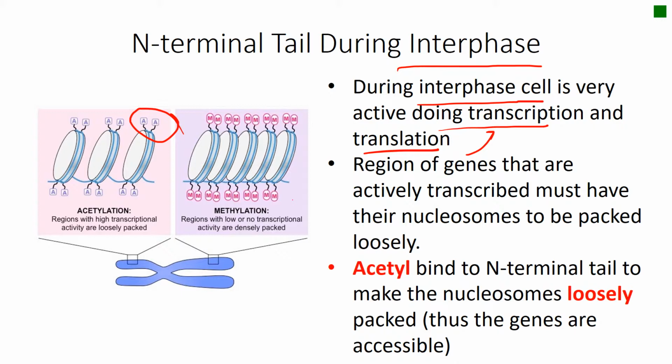What is the meaning of acetylated or acetylation? An acetyl group will bind to the N-terminal tail and make the nucleosome loosely packed. You can see from here that the nucleosomes are no longer very close to each other. They are moved apart. And by doing this, the DNA that wraps around the nucleosome will be loosened so that the RNA polymerase will have access to transcribe the gene.